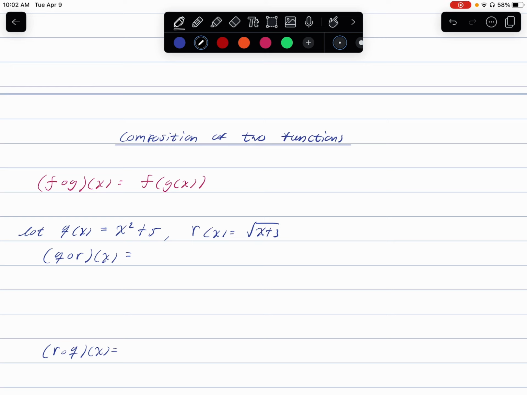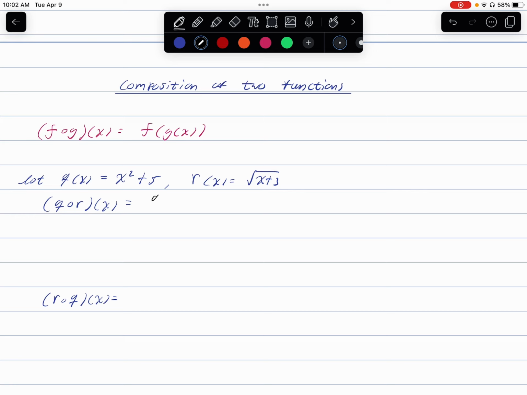So before we saw variable inputs for functions, variable expressions as inputs. That's effectively what we're doing here. Okay, so don't be overly bothered by the notation here. So in this example, we have q of x is equal to x squared plus 5, and r of x is equal to the square root of x plus 3. So first we need to find q composed with r of x. So what this is going to be, it's q of r of x. Okay, so we're going to plug in r of x as an input for q of x.